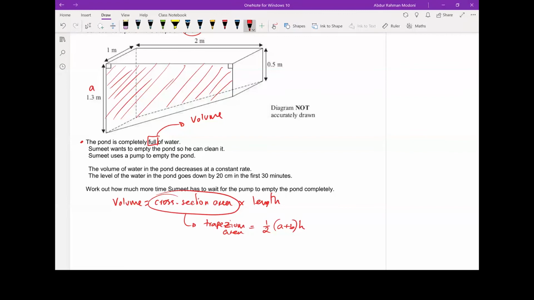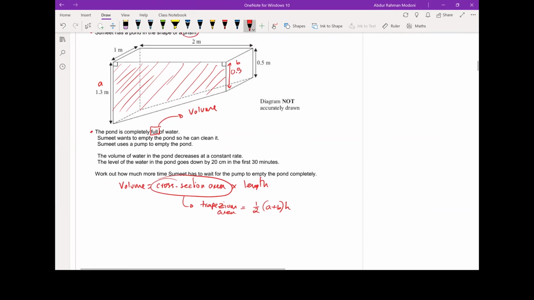Here's A, and B would be this bit here, which is 0.5, as I can see it's on the back as well. So that's my B. So they're my two parallel sides. And the height would be the distance between them here. So it's this bit here, 2 meters. That's the H. So if I go and put that in and find out my cross-section area for the trapezium first. So that's half of 1.3 add 0.5 times by 2.